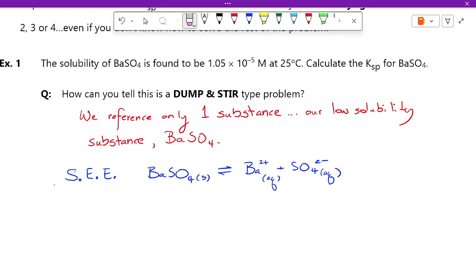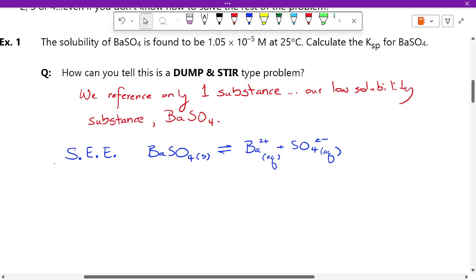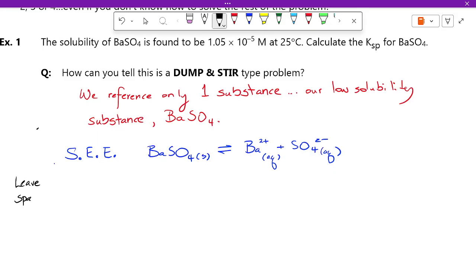What's the next thing we need to write? KSP. I'm going to leave a little room underneath my solubility equilibrium equation, because that means I can write my ion concentrations underneath. Okay, so I'm going to leave some space. And then we're going to write our KSP.